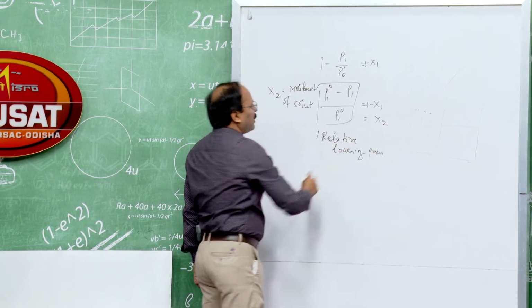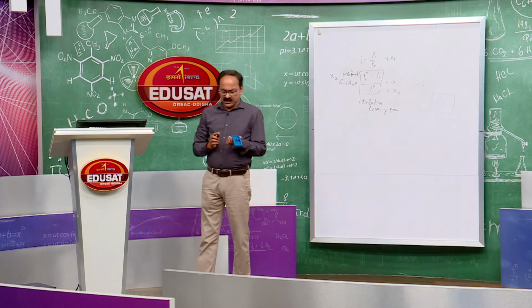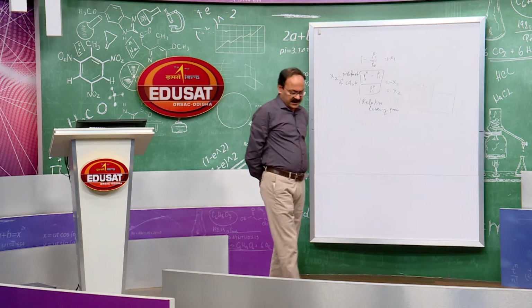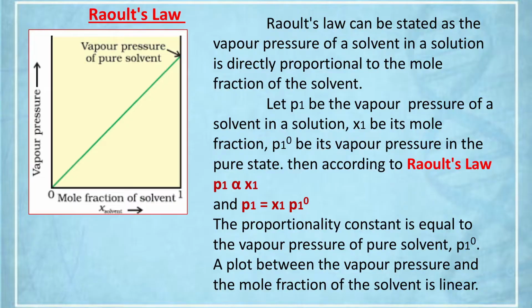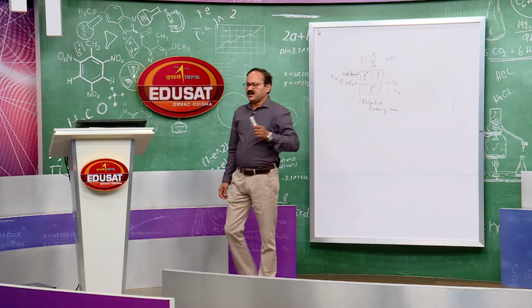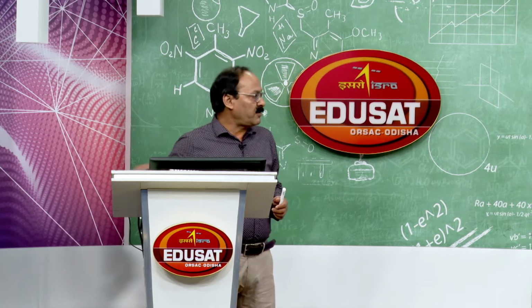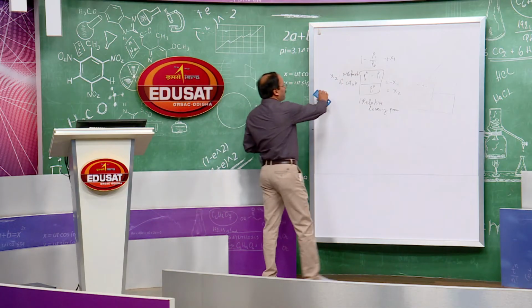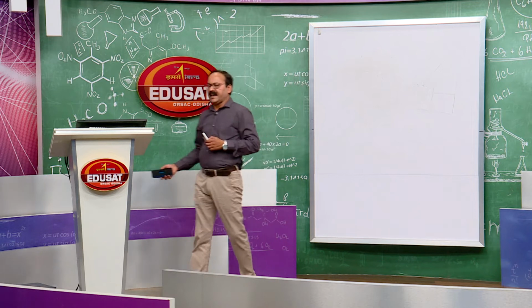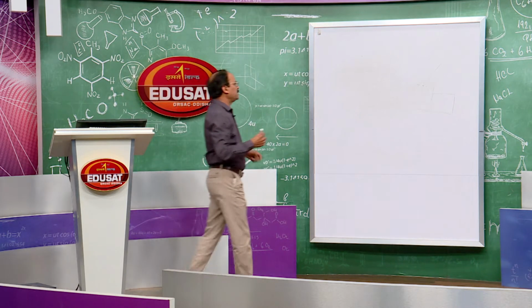Now, Raoult's law can also be stated in another way: whenever a non-volatile solute is added to a solvent, the vapor pressure decreases. The lowering in vapor pressure is directly proportional to the mole fraction of the solute. That is, relative lowering in vapor pressure is equal to mole fraction of the solute. This is your Raoult's law. This is applicable to non-volatile solutes, and generally Raoult's law is applicable when the solution is dilute. For dilute solutions, Raoult's law is applicable.